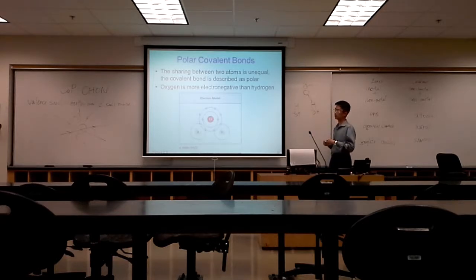As you can see in here, one end of the molecule is slightly negative, and the other end of the molecule is slightly positive. So we have 2 opposite charges on different ends of the molecule. Therefore, we call that polar. We call the water molecule a polar molecule.